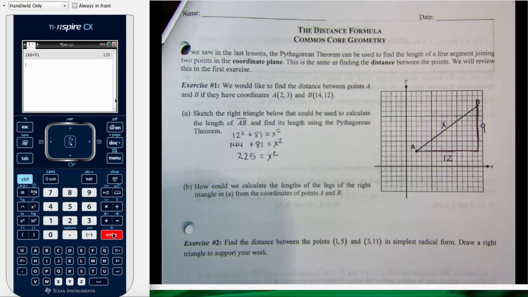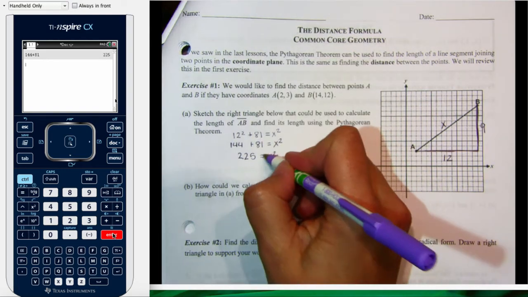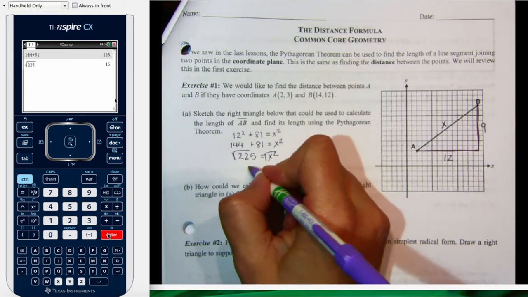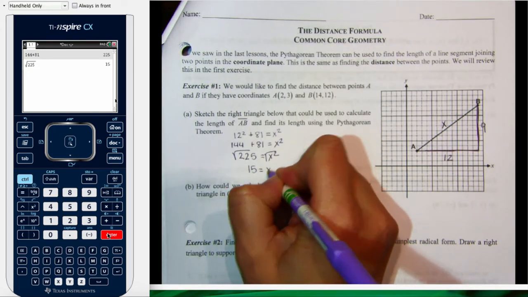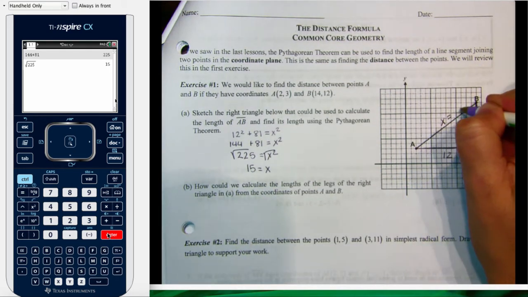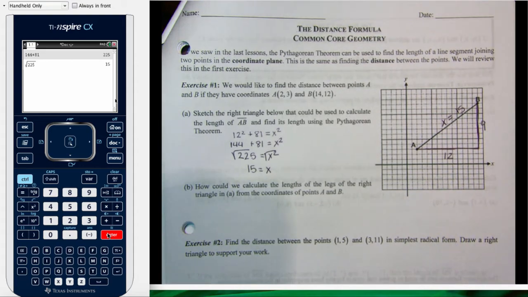And then yesterday we saw how to get rid of that x squared by taking the square root of both sides, and we can go ahead and see if this is a perfect square if we don't know already. And so the square root of 225 turns out to be 15. So the length of our hypotenuse on this right triangle is 15, or we can say that the length of the segment that goes from A to B is 15 units.